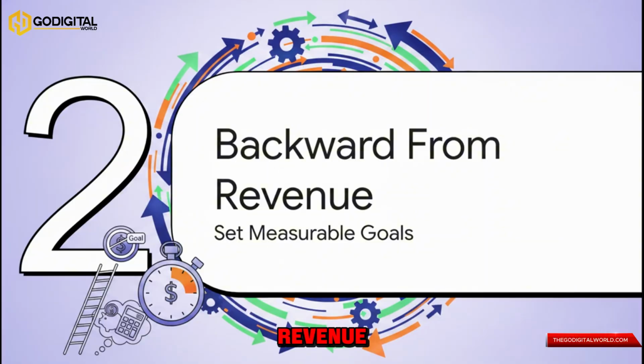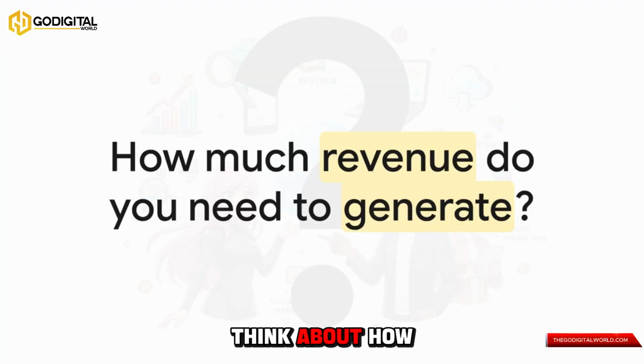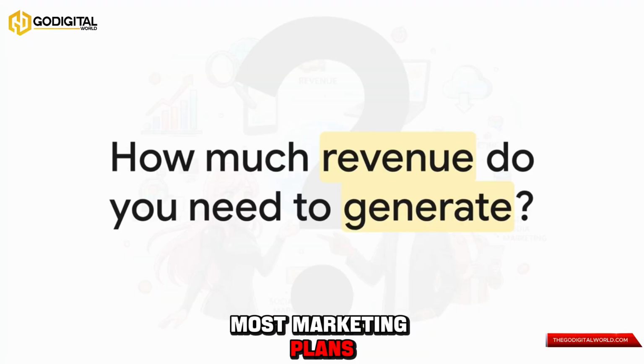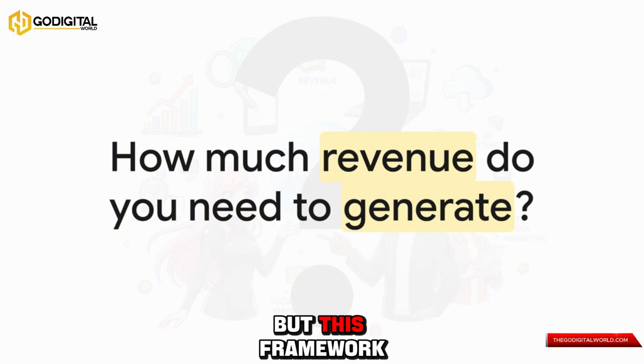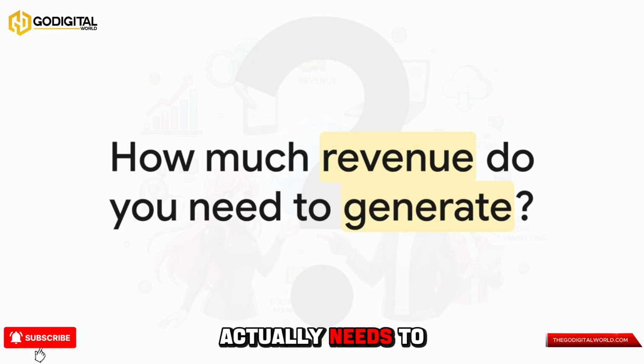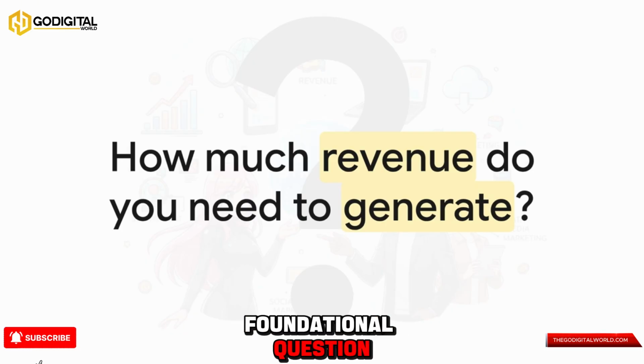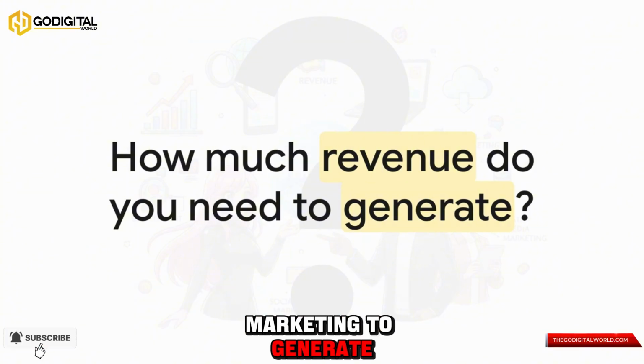Working backward from revenue, which is step 1, set measurable objectives. Think about how this usually goes. Most marketing plans start with someone in a meeting saying, hey, let's run some ads, or we really need to post more on social media. But this framework completely flips that logic on its head. Everything actually needs to start with one foundational question. How much revenue do you need marketing to generate?